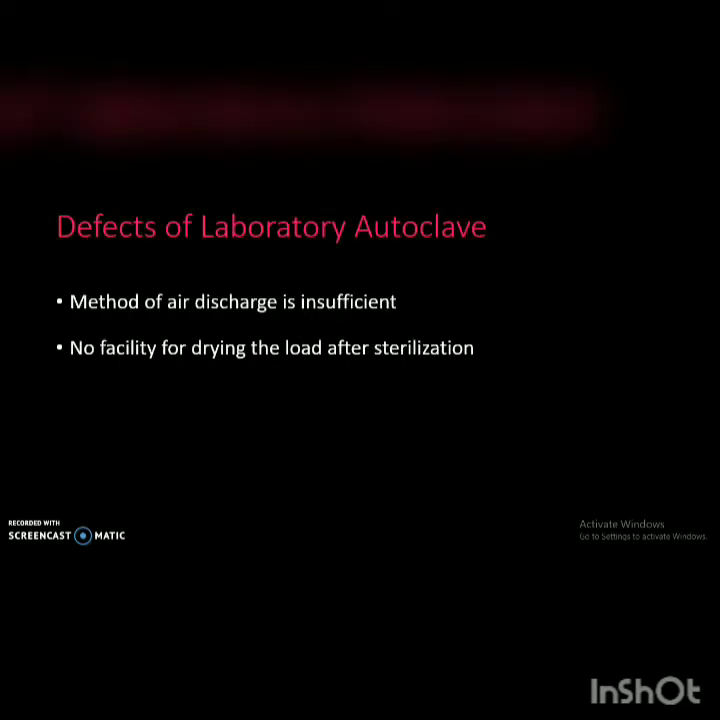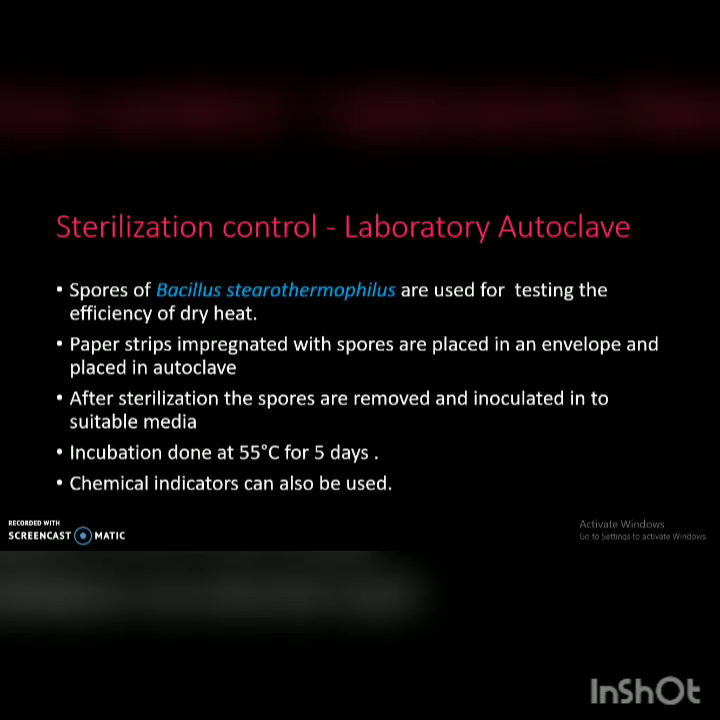The defects of the laboratory autoclave are: the method of air discharge is insufficient, and there is no facility for drying the load after sterilization. Sterilization control of the laboratory autoclave: spores of Bacillus stearothermophilus can be used for testing the efficiency. After sterilization, the spores can be removed and inoculated into suitable media, and incubation at 55 degrees Celsius for 5 days can be done. And if there is no growth, that means the working of our autoclave is proper. Chemical indicators can also be used for sterilization control.